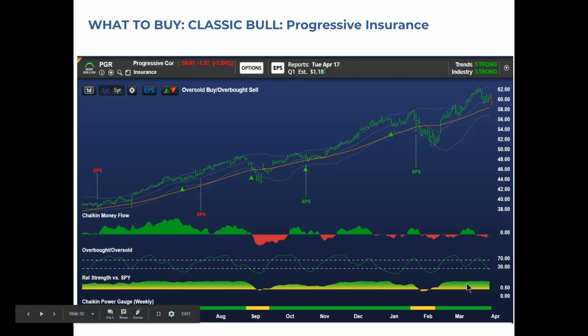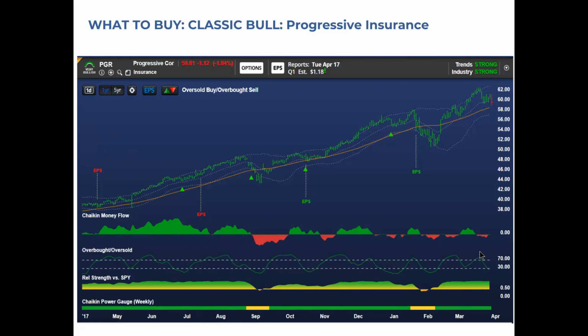But if you want to get those outsized returns up into the double and even triple digits, then you've got to look at stocks that have the makeup that I'm going to be walking you through right here. Starting with the strong Power Gauge rating, relative strength is strong relative to the SPY. It's outperforming the SPY. And you want money flow to be strong. And money flow is measured by these green and red, I call them mountains.